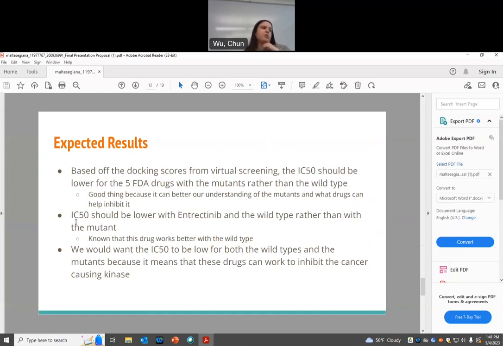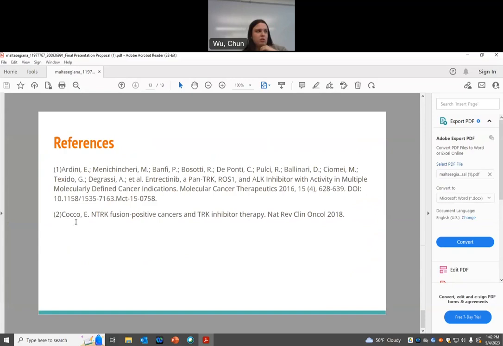We want the IC50 to be low for both the mutants and the wild type, because it means that these drugs can work to inhibit the cancer-causing kinase.